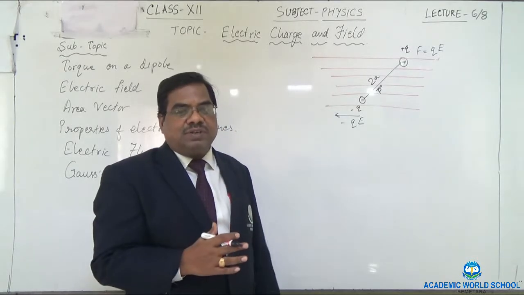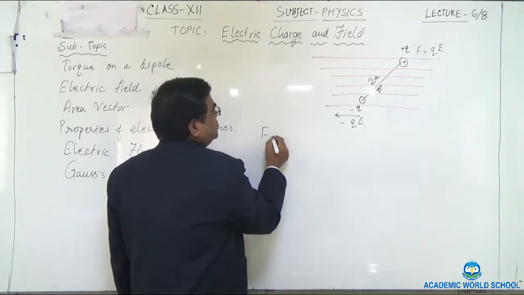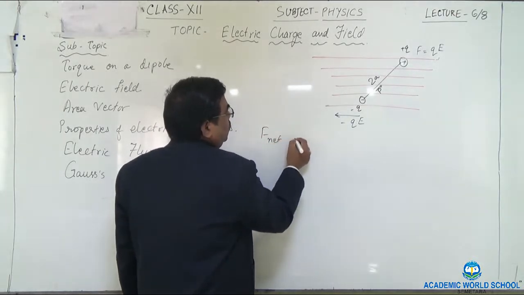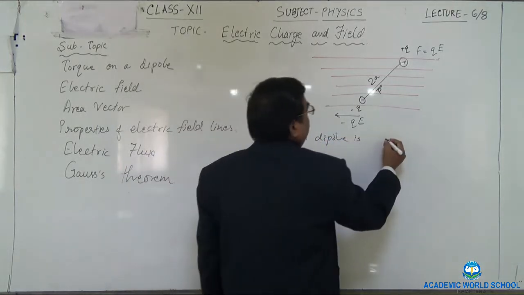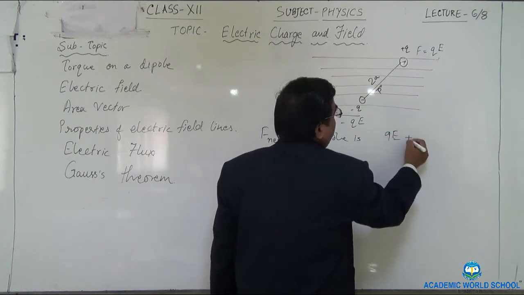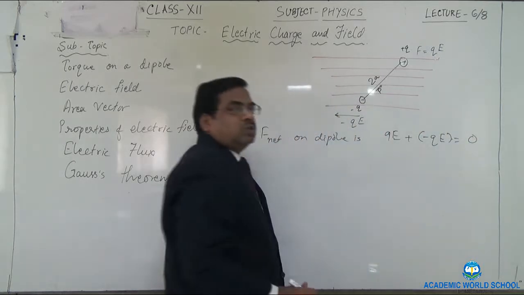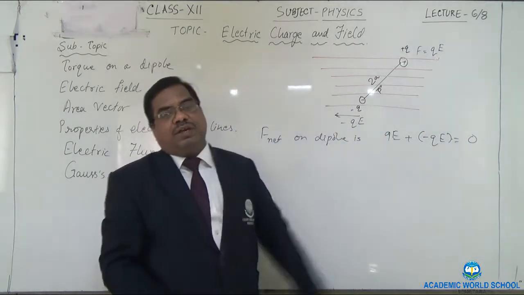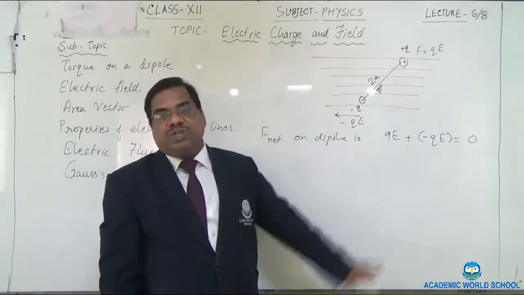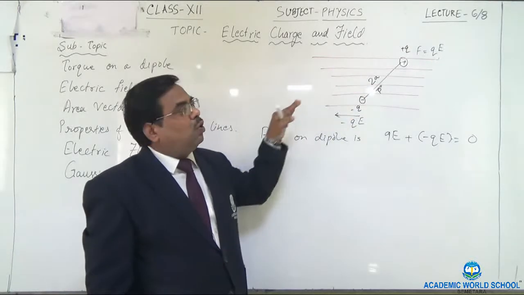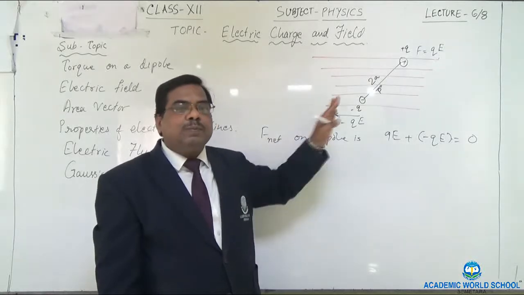Now the net force on the dipole is qE plus minus qE, which is equal to 0. So the total force acting on the dipole is 0. Because of that, translatory motion will not be there. This dipole as a whole will not go forward or backward. It will remain in its place.